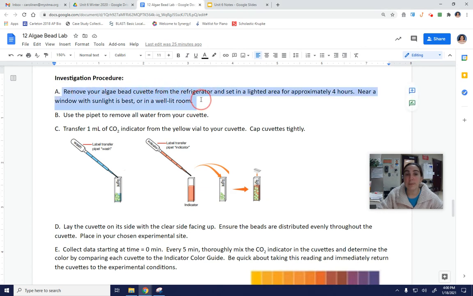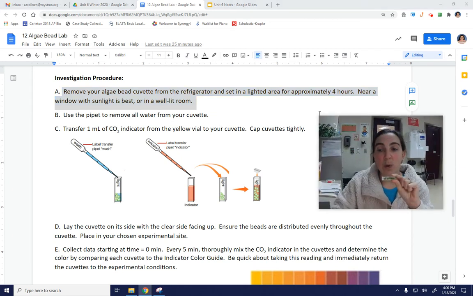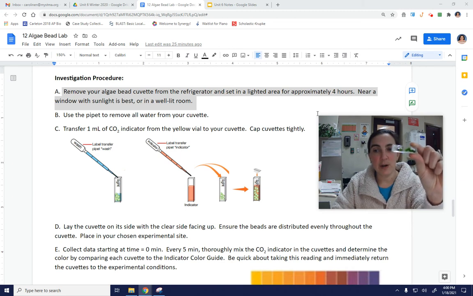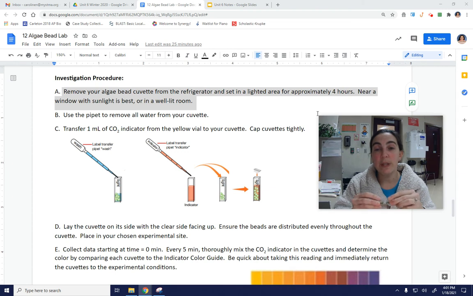One thing that's really important is that your algae beads need a little bit of time to activate and wake up before this lab will really work. So before you do your experiment, you will need to take these out of the refrigerator and put them somewhere that is well lit. So this little container with your algae beads needs to come out of the refrigerator and sit somewhere with some good bright light. It doesn't need to be super close to a lamp or anything, but you just want it out where there is some light for about 4 hours.